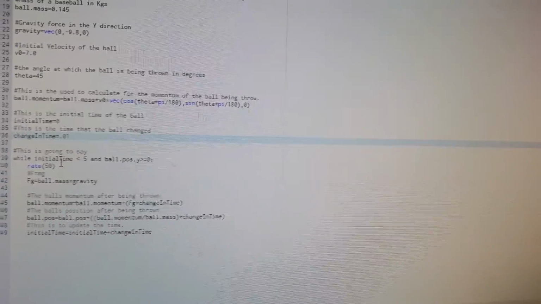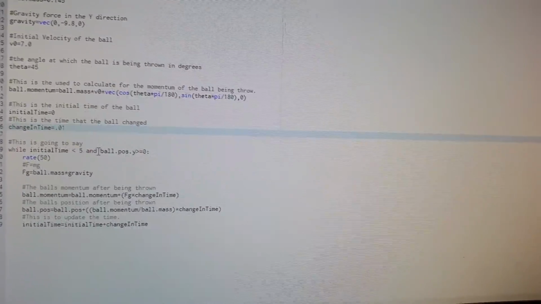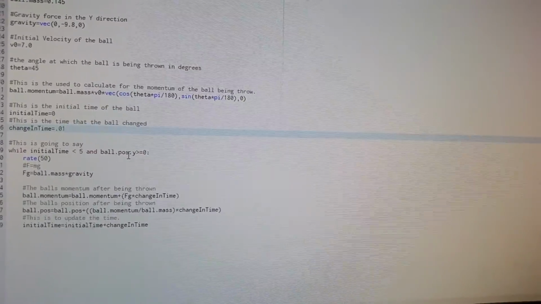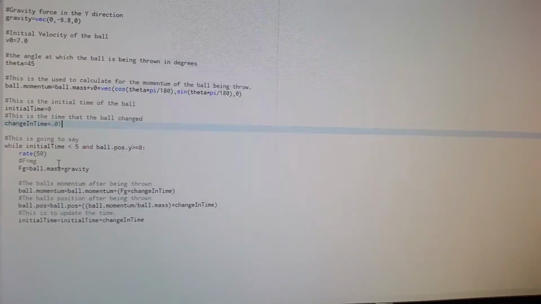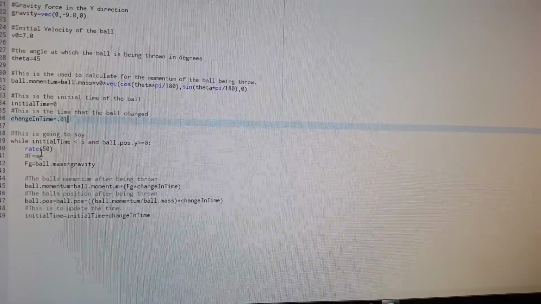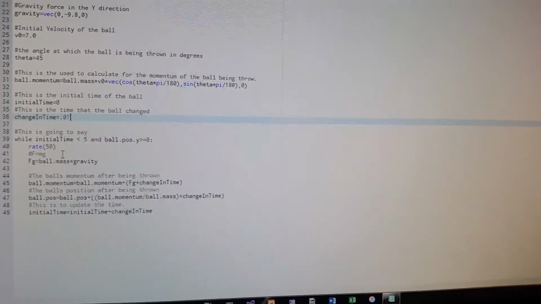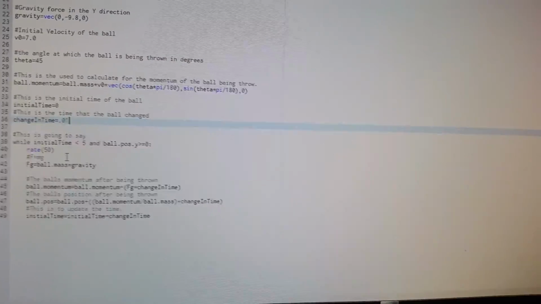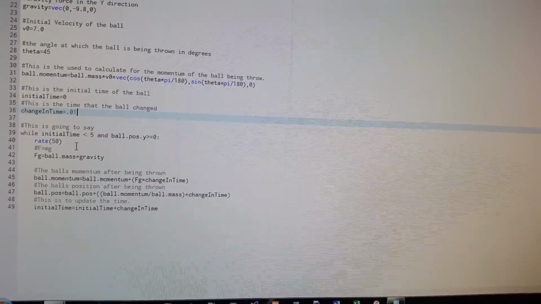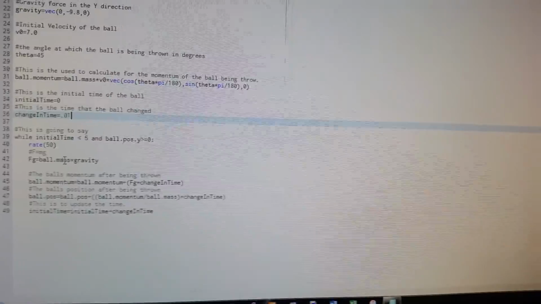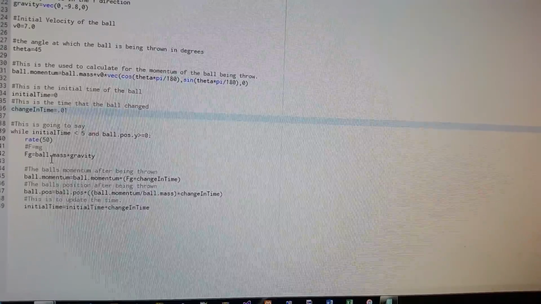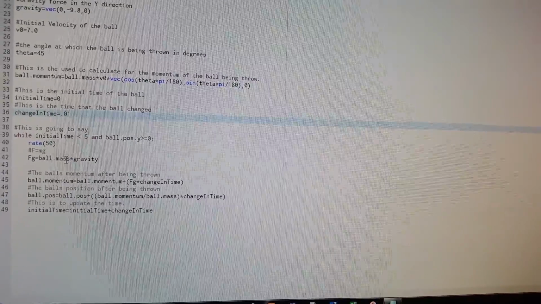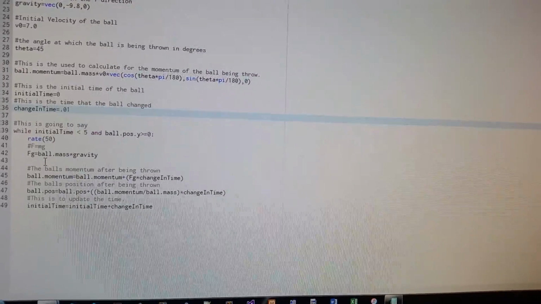So it's saying, well, the initial time is less than 5 seconds and the ball.pos.y is greater than or equal to 0, then it's going to execute all this through the while loop. I set the rate equal to 50, and that's pretty much the speed at which the ball will be thrown. So my first formula it goes through is F equals m times g, so that's just ball.mass times gravity. That gives me my Fg.